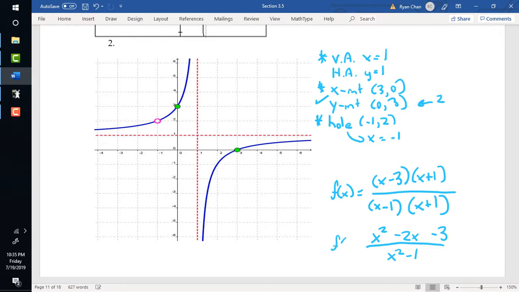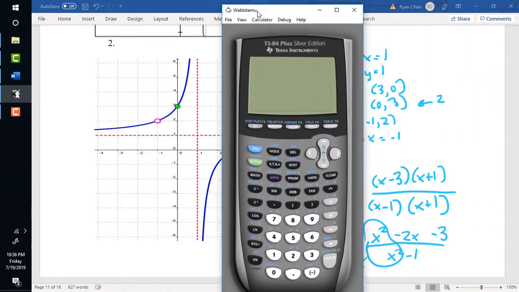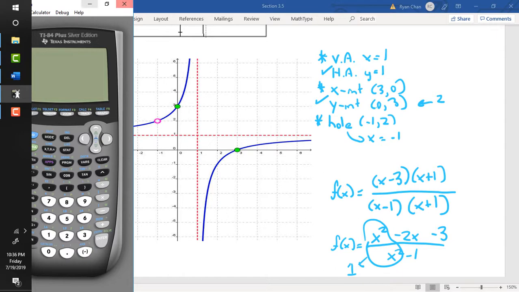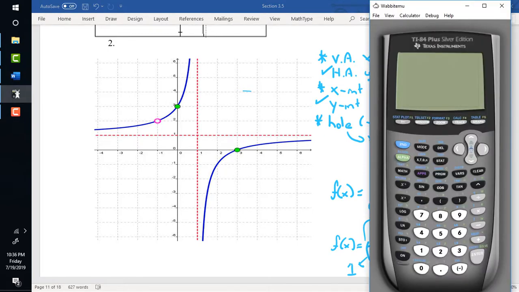Let's talk about this. This will be a horizontal asymptote, and if I look at these two leading terms, they cancel out and I'll get 1, right? You can also do long division to check, but I have a coefficient of 1, so that works out as well. And again, if you're not sure, graph it. So let's graph the following here.